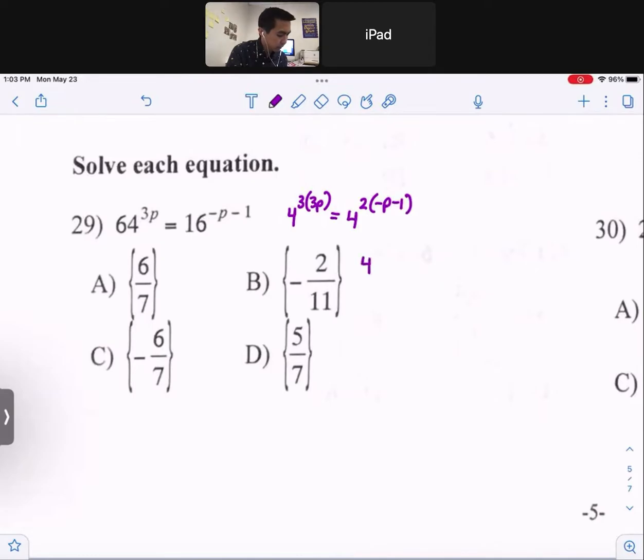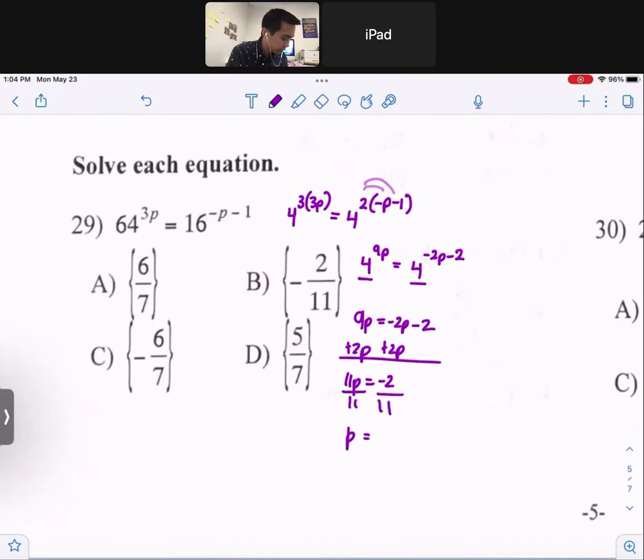And then we simplify: 4 to the 9p equals 4 to the, distribute, negative 2p minus 2. So now they've got the same common base, so you set the exponents equal to each other. 9p equals negative 2p minus 2. Add 2p to both sides, solve for p, and we get 11p equals negative 2. Divide both sides by 11, and p is equal to negative 2 over 11, which is going to be B.